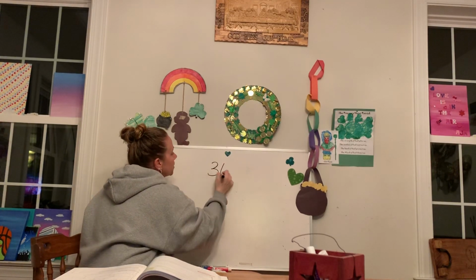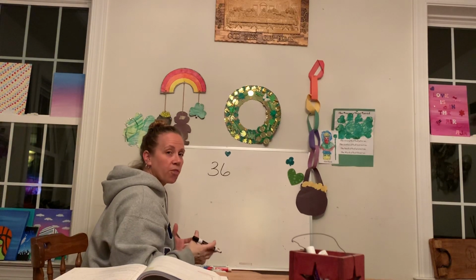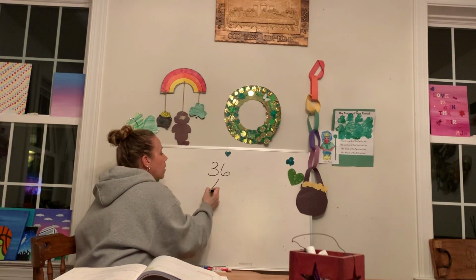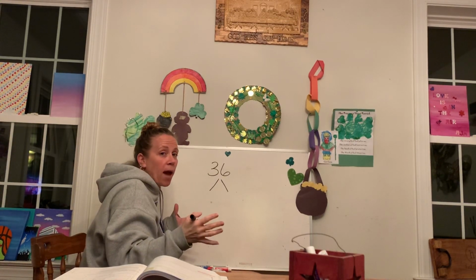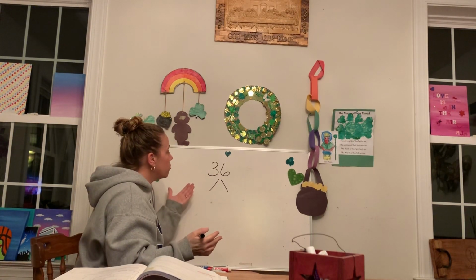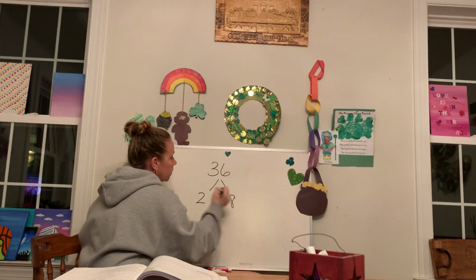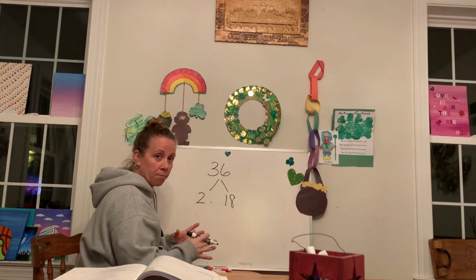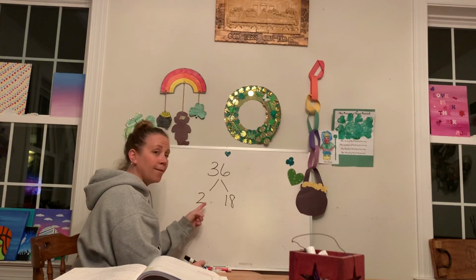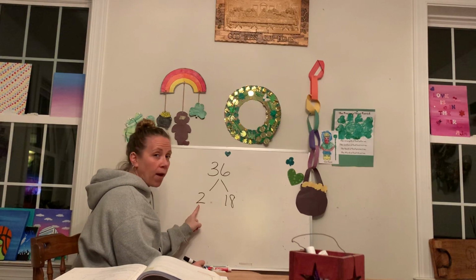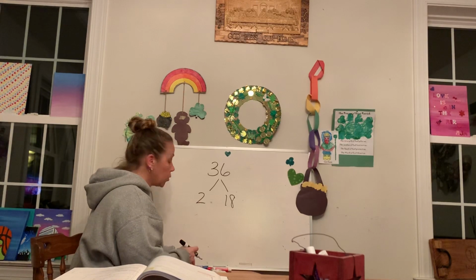So 36, I want you to find the prime factorization of 36. I need to find 2 factors, and they can be any 2 factors. It doesn't matter which one. So I'm going to use 2 and 18. Now, 2 is prime. Remember, prime means that it only has 2 factors, 1 and itself. There are no other factors for 2 other than 1 and 2. So this is prime, so I'm going to circle that.